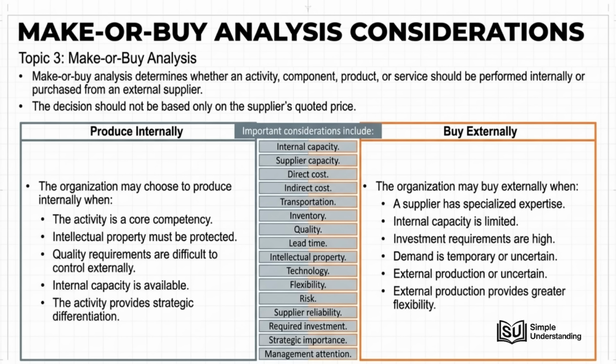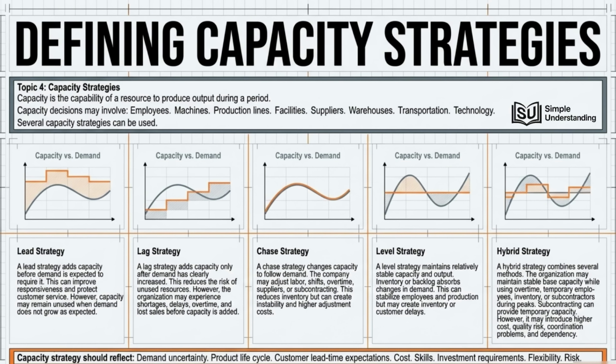Topic 4. Capacity strategies. Capacity is the capability of a resource to produce output during a period. Capacity decisions may involve employees, machines, production lines, facilities, suppliers, warehouses, transportation, technology. Several capacity strategies can be used. Lead strategy. A lead strategy adds capacity before demand is expected to require it. This can improve responsiveness and protect customer service. However, capacity may remain unused when demand does not grow as expected.